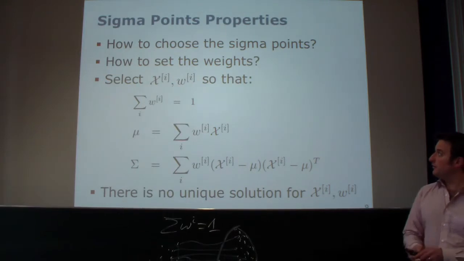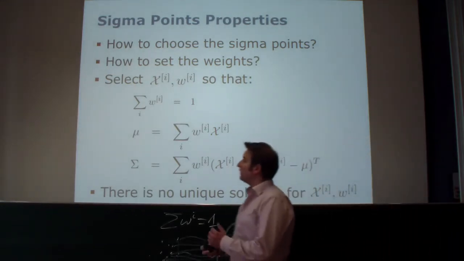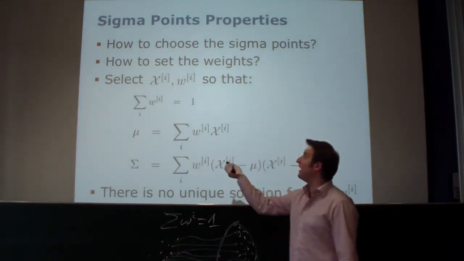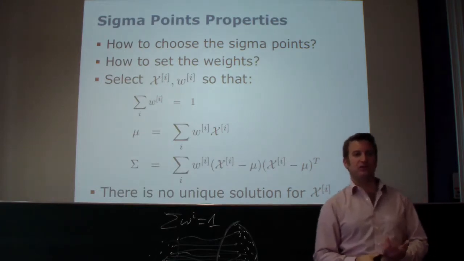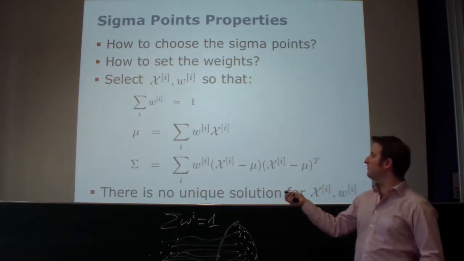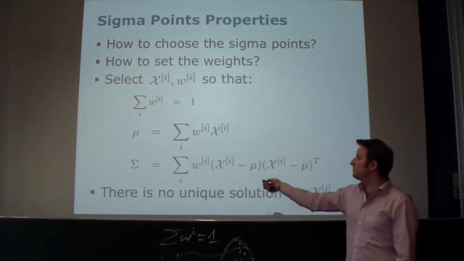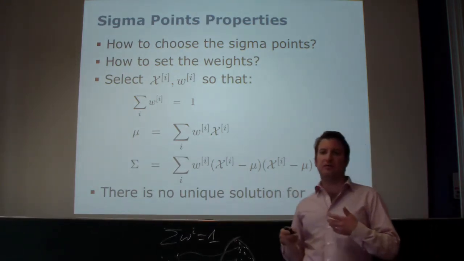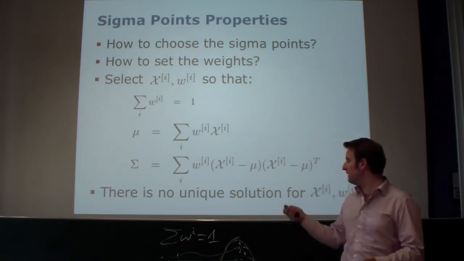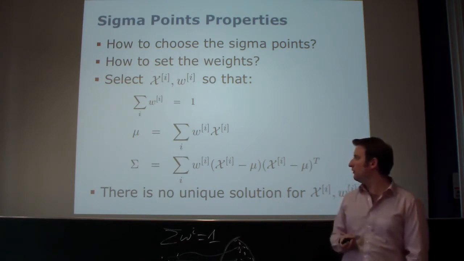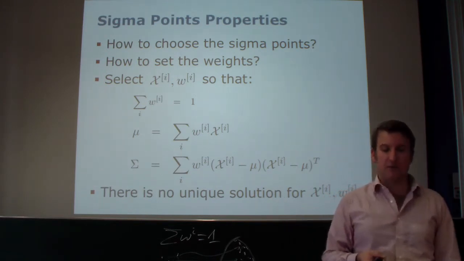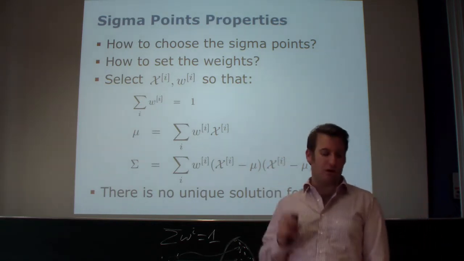So instead of sigma points, instead of weights, as I said before, we want the sum over the weights to equal 1, and the original mean, without applying any transformation, should be recovered from those weighted sigma points, and the same holds for the covariance estimate. So that's kind of our goal.